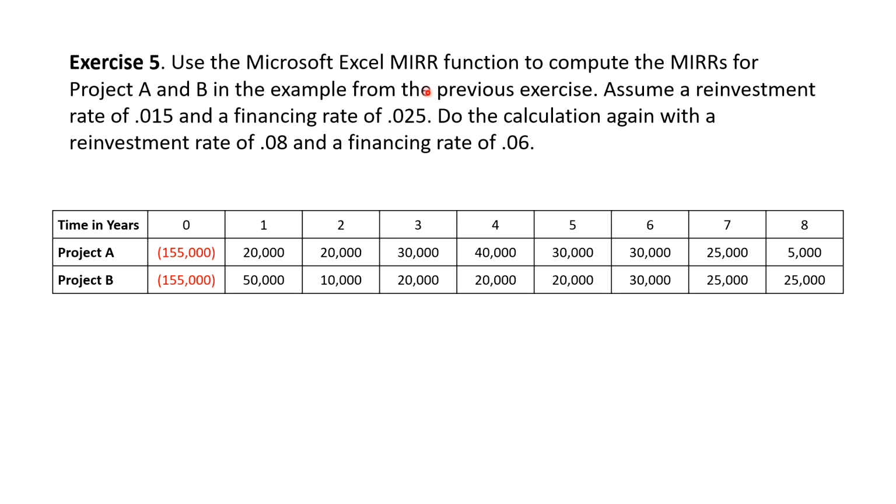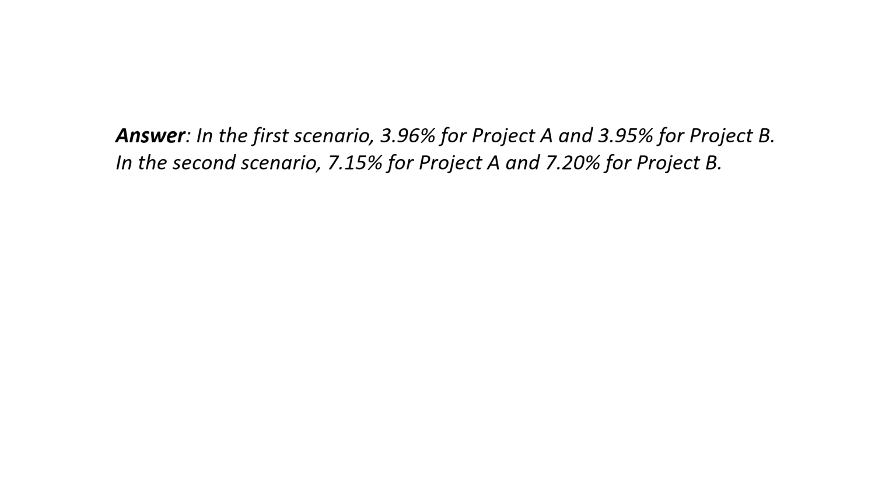Again, it's pretty much straightforward. It's a matter of just learning how to use this function and what the parameters are. And I've given you the various information you need to do this. And here's the answer. In the first scenario, the MIRR is 3.96% for project A, 3.95% for project B. In the second scenario, we get 7.15% for project A and 7.20% for project B.